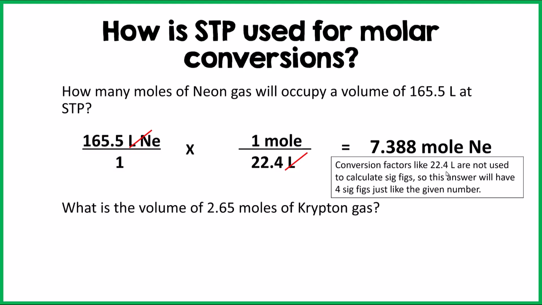Conversion factors like 22.4 liters are not used to calculate sig figs. So we're not going to pay attention to the fact that there are 3 sig figs in this conversion factor because it is just a value that we're using to change our original measurement. And so the original measurement is the sig figs that we need to pay attention to. So 165.5 has 4 sig figs, so our answer is also going to have 4 sig figs.